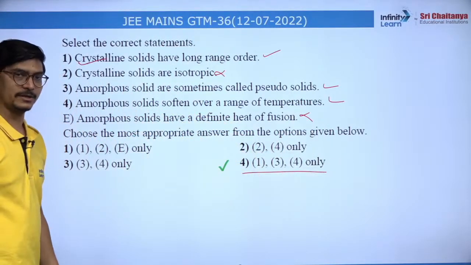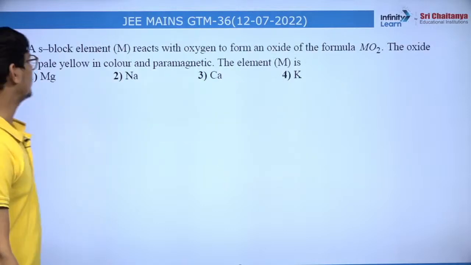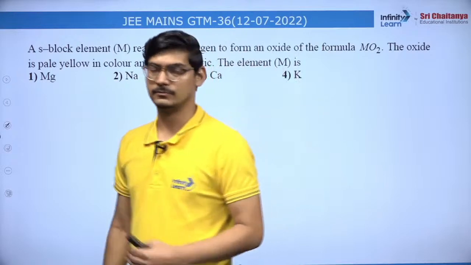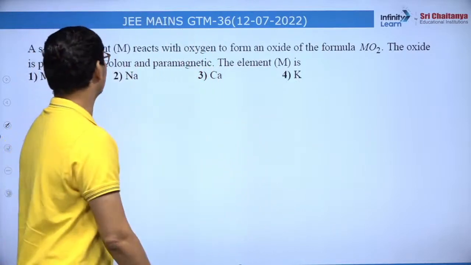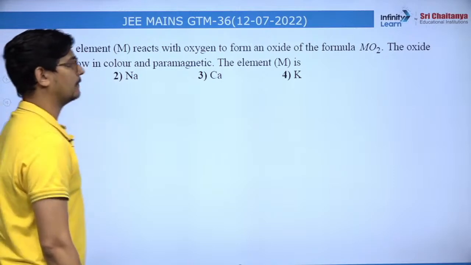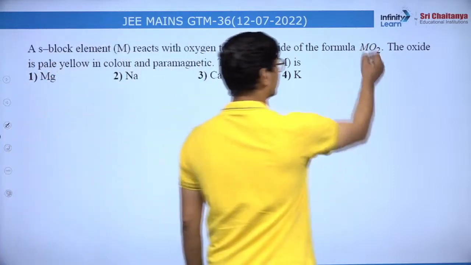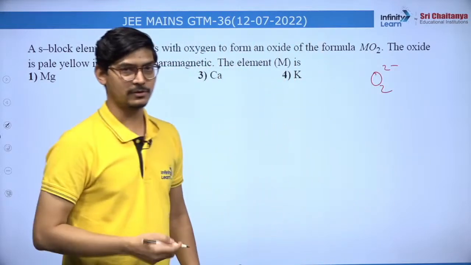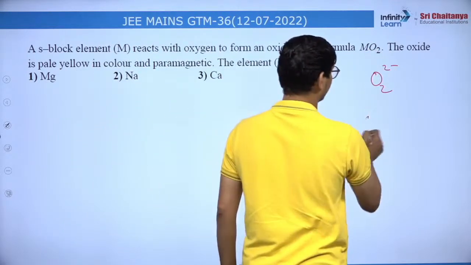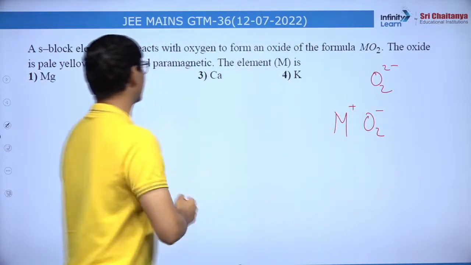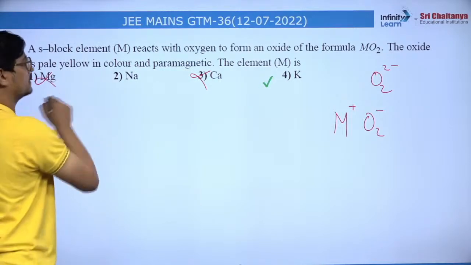They are correct. Okay. Then S block element M reacts with oxygen to form oxide of the formula MO2. The oxide is pale yellow in color and paramagnetic. So if it is paramagnetic, this cannot be O2 2-, peroxide, because it will be diamagnetic. So this must definitely be O2 minus and it should be M plus. So calcium is ruled out and magnesium is ruled out.